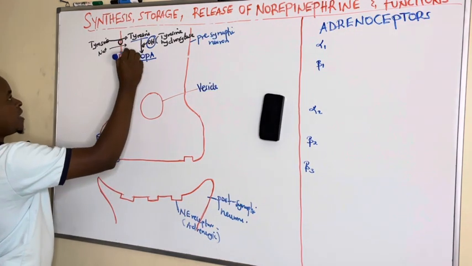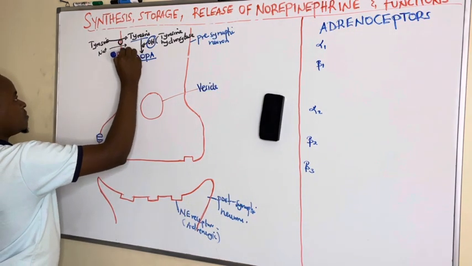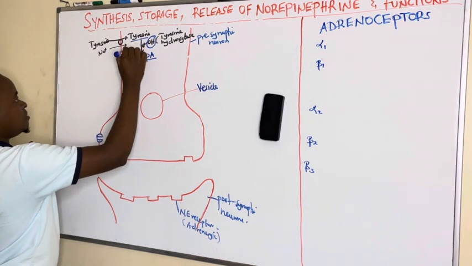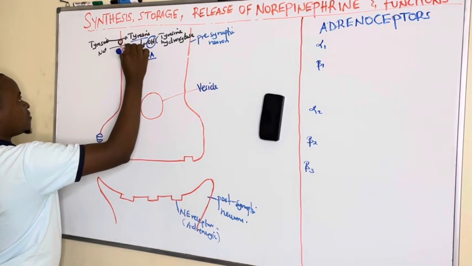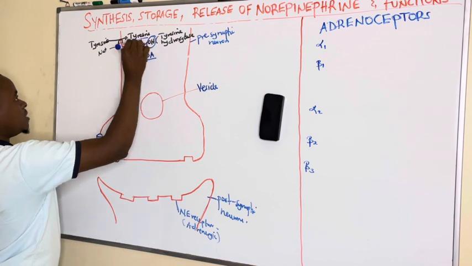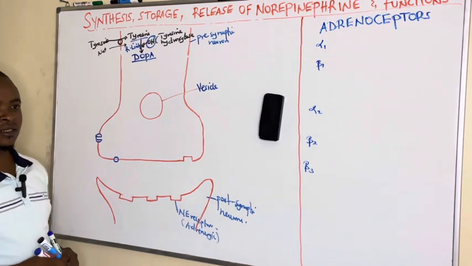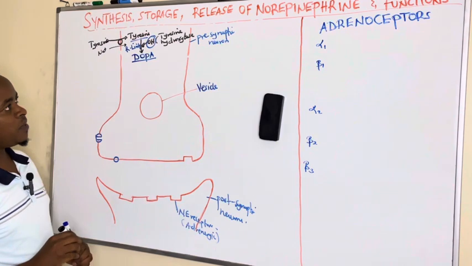And this step is the rate limiting step in the synthesis of norepinephrine.